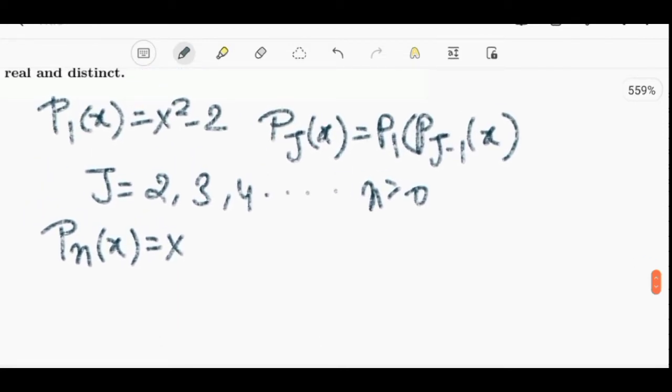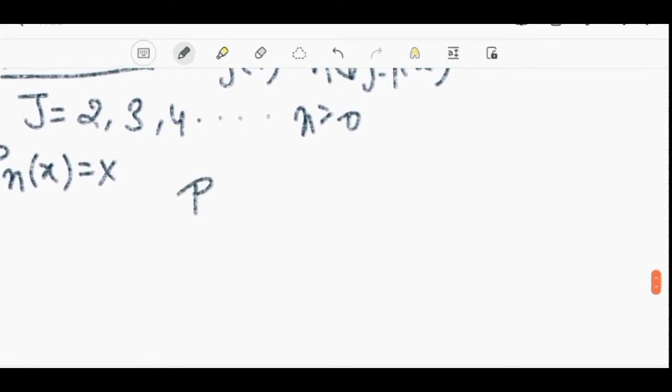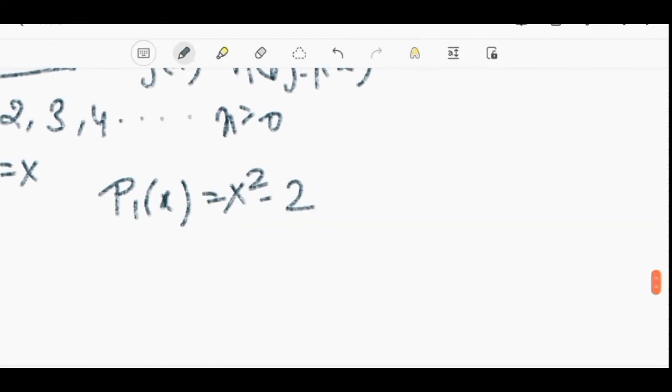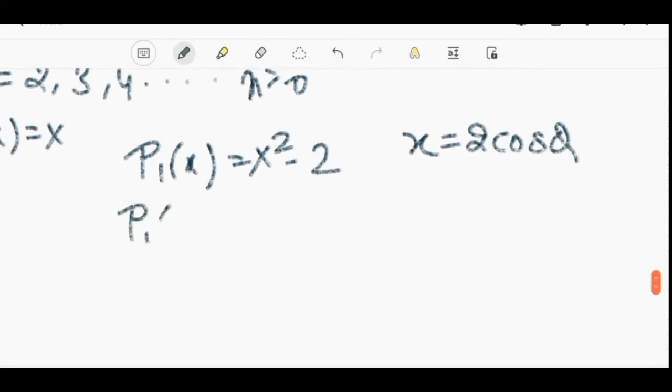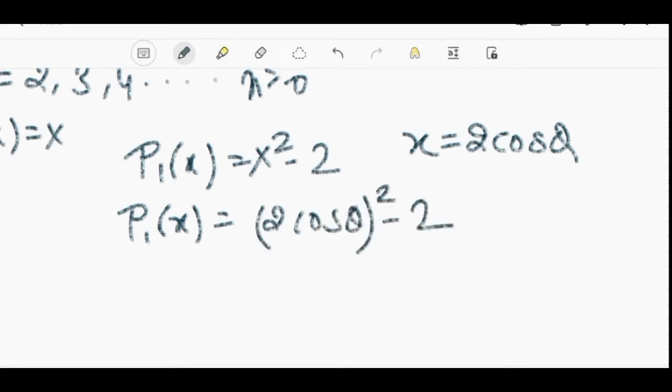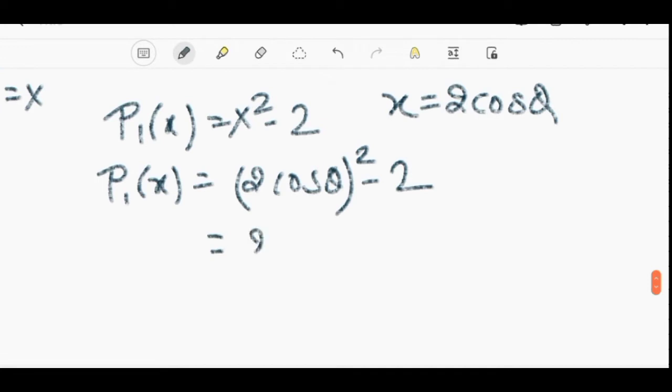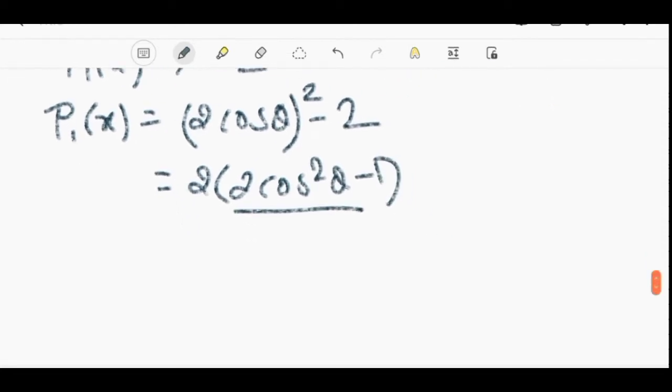If we look into this equation, which is P1 of x equals x squared minus 2, and substitute the value x equals 2 cos theta, we can simply say that P1 of x equals (2 cos theta) whole squared minus 2, and after solving this we'll get 2 cos squared theta minus 1, which is our cos of 2 theta.